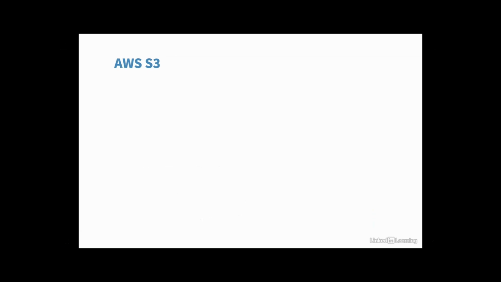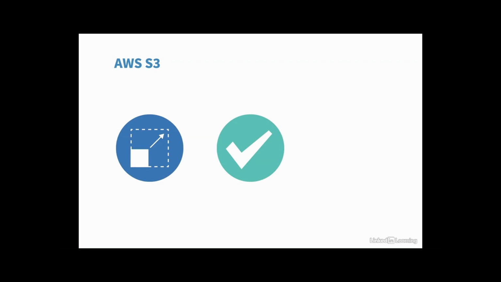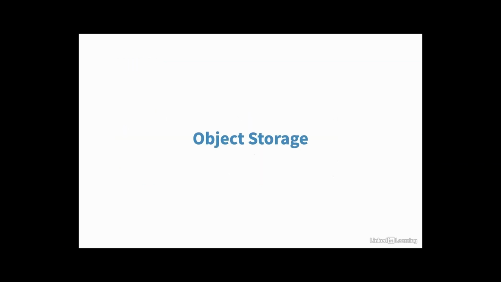Launched way back in March of 2006, S3, or Simple Storage Service, is one of Amazon's longest-running AWS offerings. Its purpose is to provide easy-to-use cloud storage that is scalable, highly available, and reliable. Before we start, it's important to note that S3 isn't actually a file system in the traditional sense. Rather, S3 provides what's known as object storage.